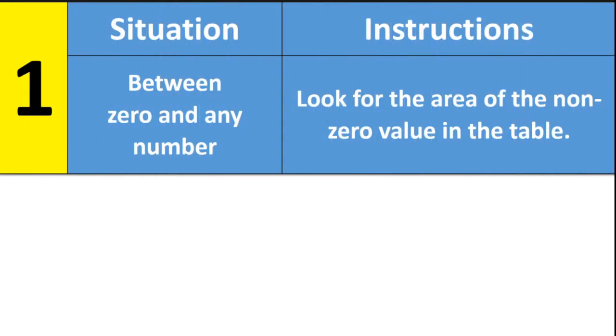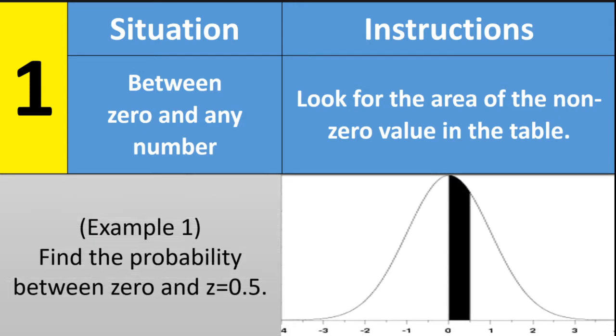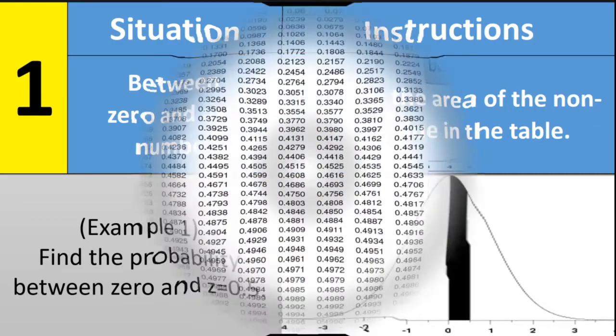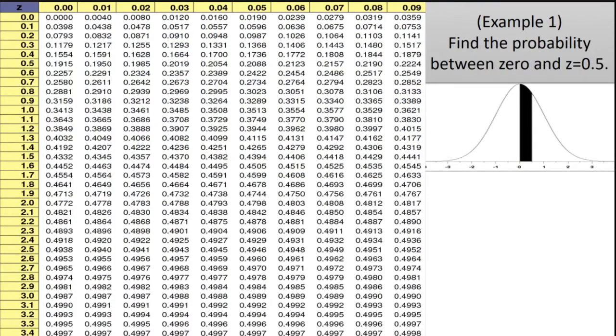The first situation is between 0 and any z-value. The instruction to find its normal probability is to look for the area of the non-zero value in the z-table. Let's have an example. Find the probability between 0 and z equal to 0.5. And here is its graph. Let's find the area of 0.5.